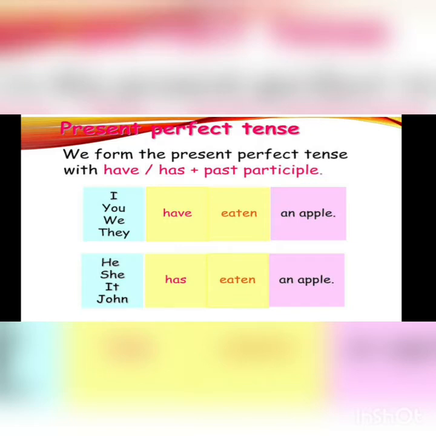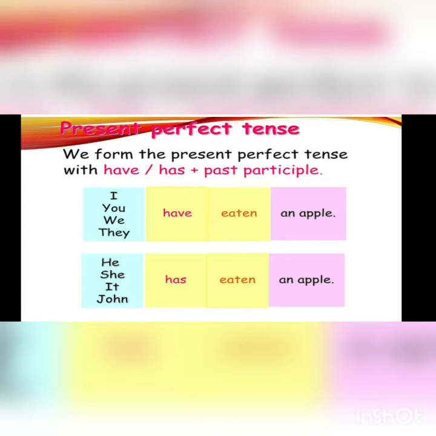We have eaten an apple. We is plural, the subject is plural, so we have placed the helping verb have, and the third form of verb is eaten. What have you eaten? An apple. In the above sentences, we don't know when you have eaten the apple, but the action has recently happened. And we use the auxiliary verb has when the subject is singular. He has eaten an apple. She has eaten an apple.